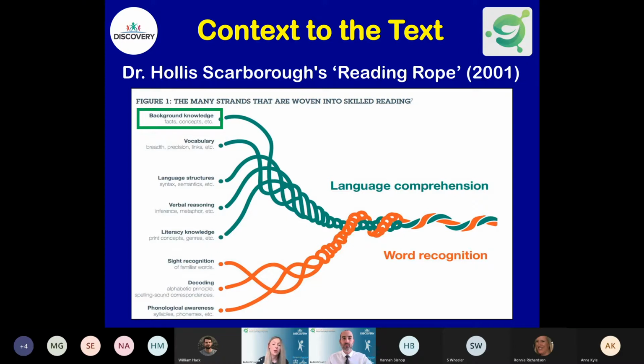So if we're looking at the reading rope, which in some sense replaced the simple view of reading, it shows that language comprehension and word recognition are the main things that go together to aid comprehension, to aid reading. And one of the key things for that was background information, and children needing to know key facts or concepts in order for them to really be able to comprehend and understand the text fully.